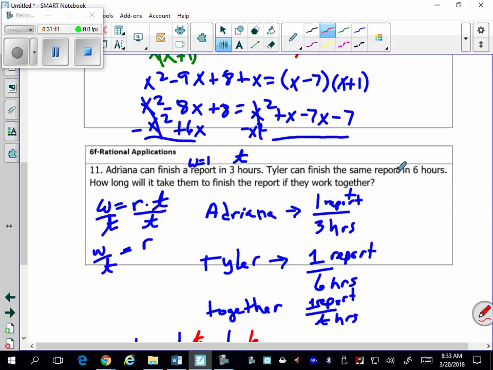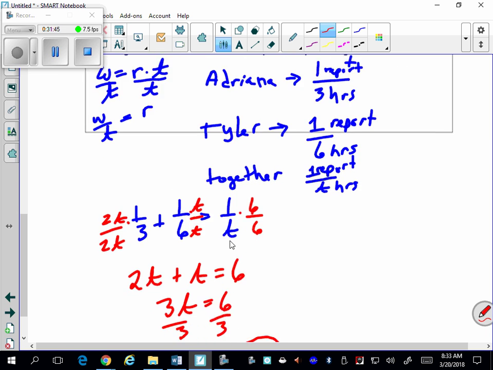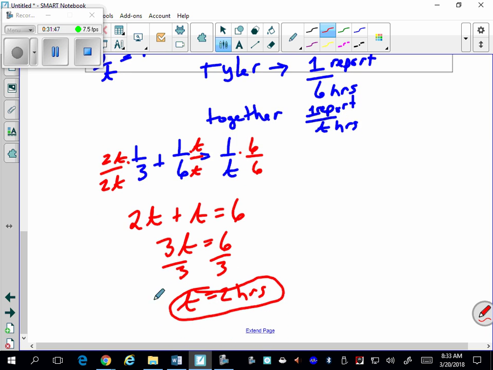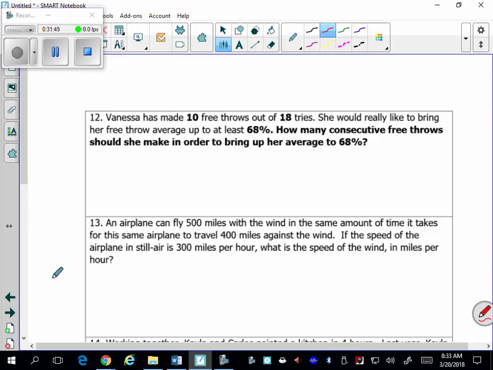Vanessa's made 10 free throws out of 18 tries. So she would really like to bring her free throw average up to 68%. How many consecutive free throws should she make in order to bring up her average? So what do I think about here? So it's 10 out of 18. If she made one more free throw, that'd be 11 out of 19 tries. If she made one more than that, so made another one, that'd be 12 out of 20. And what am I doing each time? I'm adding one to the numerator and to the denominator.